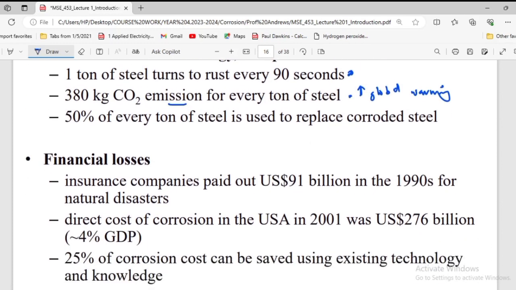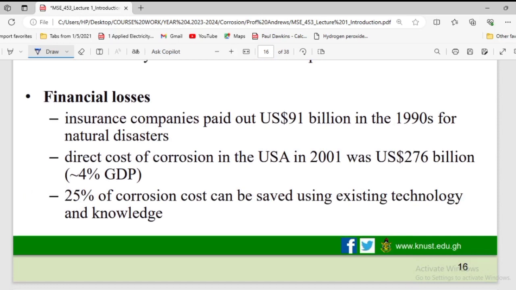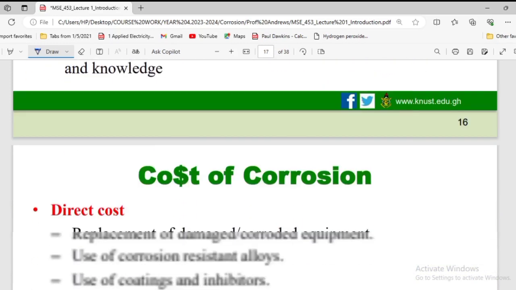Let's look at the financial loss. When you insure your product and then it fails, the insurance company needs to pay. This was estimated in the 1990s at about 91 billion for natural disaster and direct cost of corrosion. For maintenance, this one is 276 billion, for only corrosion. You see that? So the effect of corrosion is very high. We have 25% of corrosion costs that can be saved using existing technology. So at the end of this course, you will learn ways in which you can protect and build up to prevent corrosion from happening or to reduce the rate of corrosion.